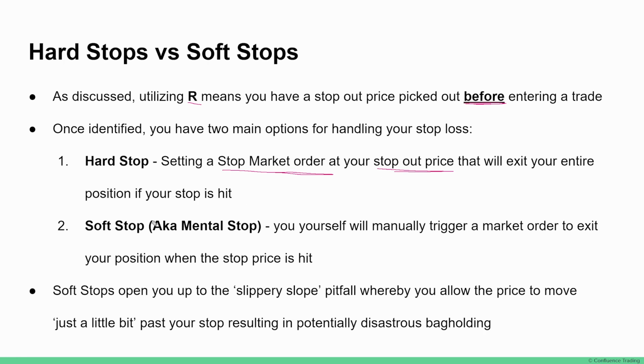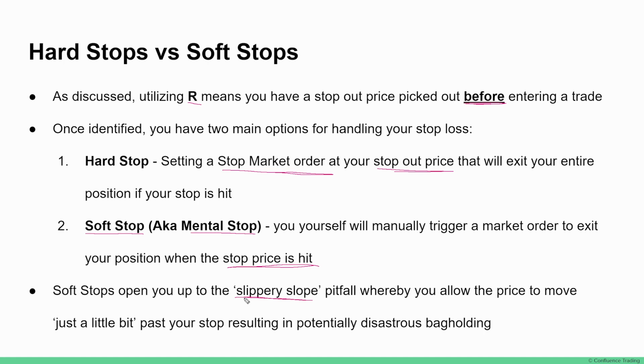The flip side of that is called a soft stop. You also hear people call these mental stops. So this says you yourself will manually trigger a market order to get out of your entire position when that stop price is hit. The issue with soft stops is that they open you up to this slippery slope pitfall, right? You allow yourself to have the price move past your stop and you say, okay, well, this is just a wick candle. It's just moving down a little bit more. I'm going to stay in my position and I'll be okay with losing slightly more than my fixed risk amount.